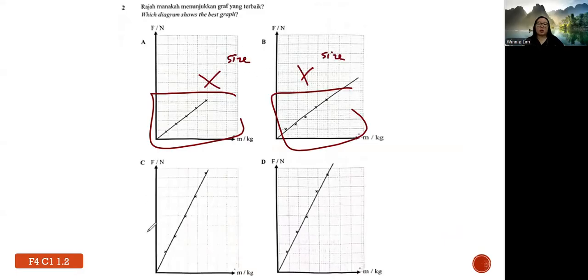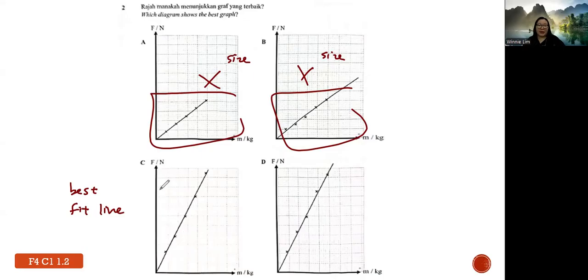So once you all choose a correct scale where they can occupy about 70%, the next thing is you plot the points according to the values given. Then you're going to draw the best fit line. So the difference between C and D is the context of the best fit line. In terms of size, they are the same, agree?